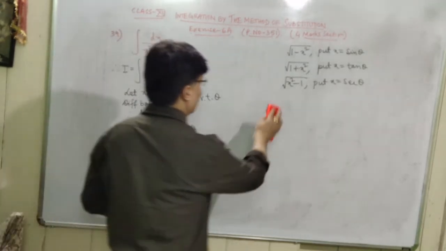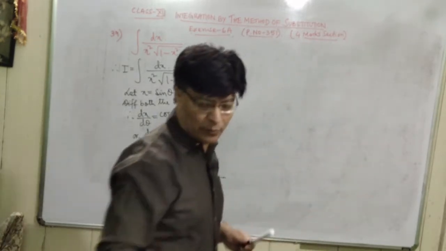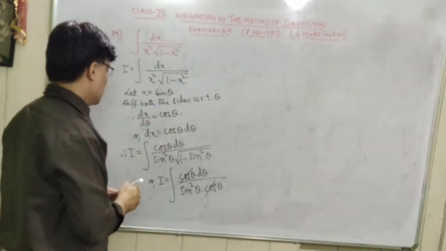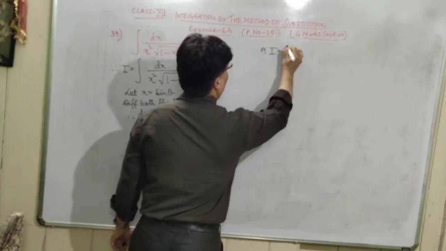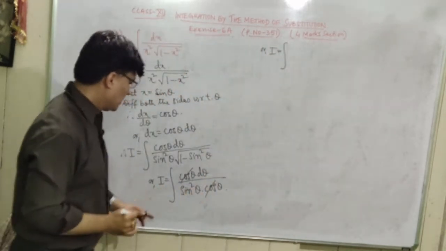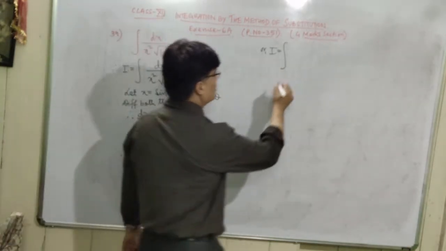Okay, so in the next step we have I is equal to integration of, so it is only 1 by sine square theta. So what is 1 by sine square theta?